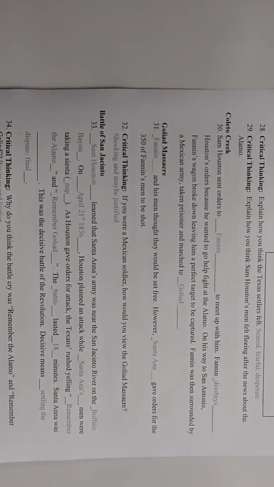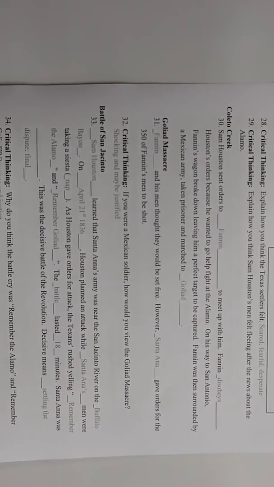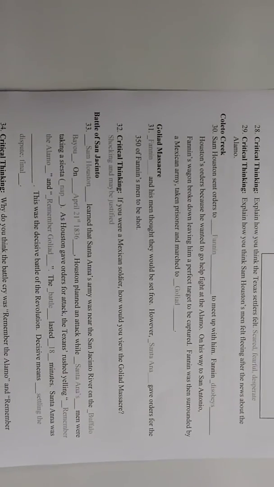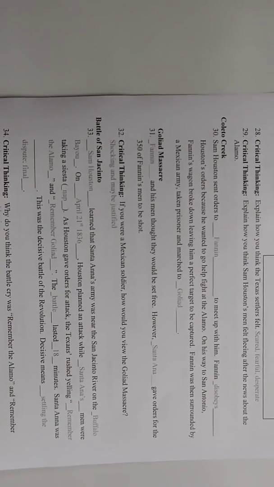So this is where the infamous Goliad massacre occurs. Fannin and his men thought they would be set free. However, Santa Anna gave orders for 350 of Fannin's men to be shot.